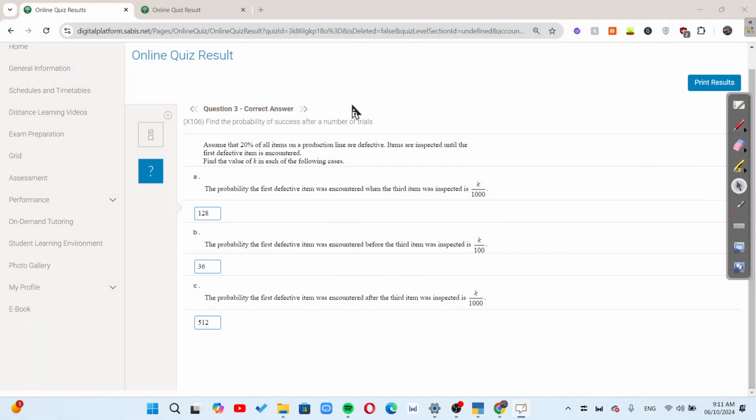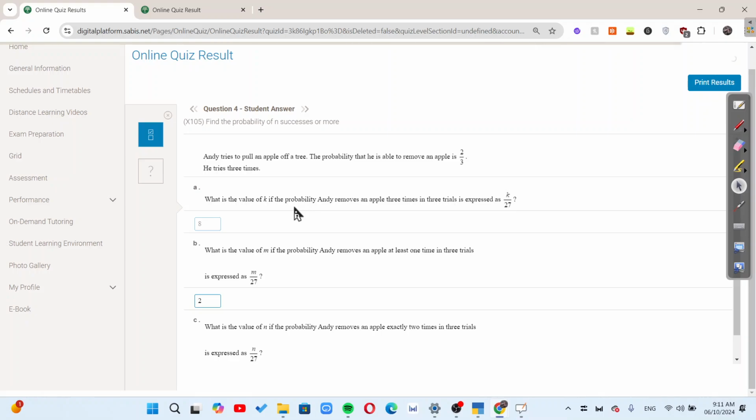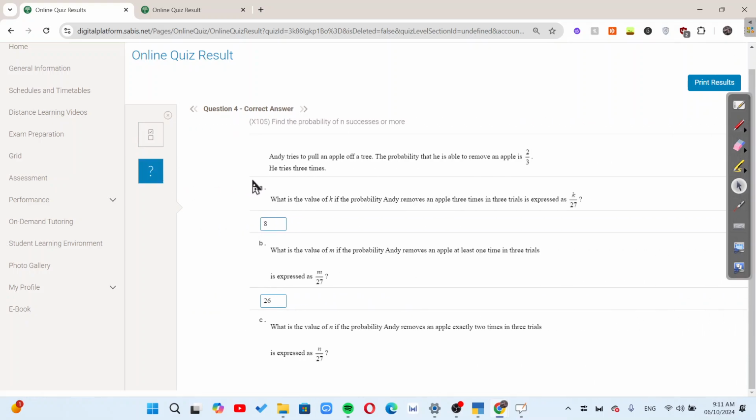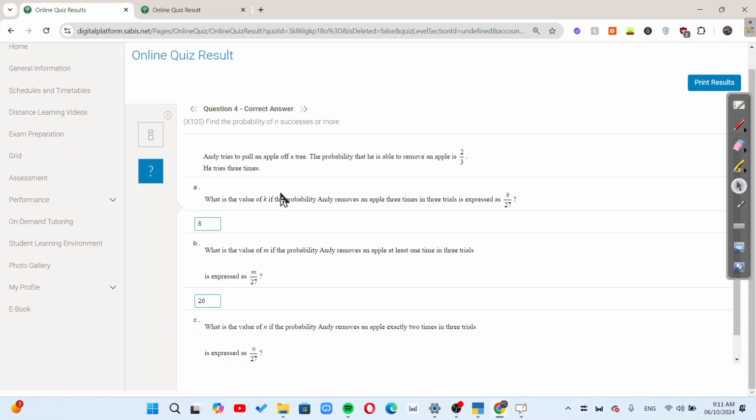Now, next question. Okay, so Andy was trying to pull an apple off a tree. The probability that he's able to remove the apple is 2/3. So this is the chance he removes it. So he could either remove it or not remove. The chance that he removes is 2/3, and the chance that he does not remove is 1/3, because it's whatever is left.